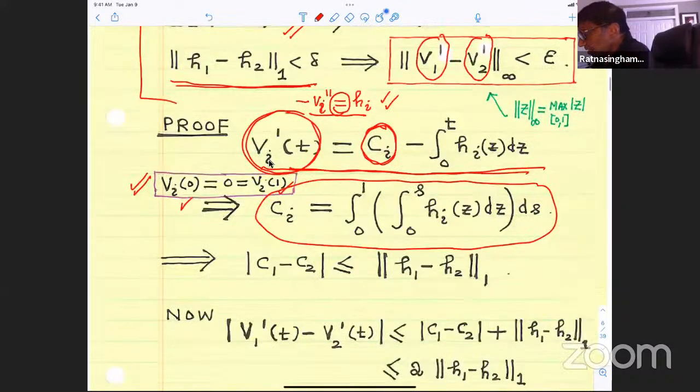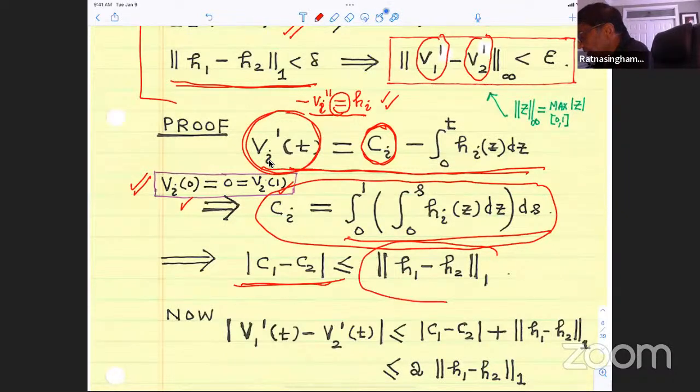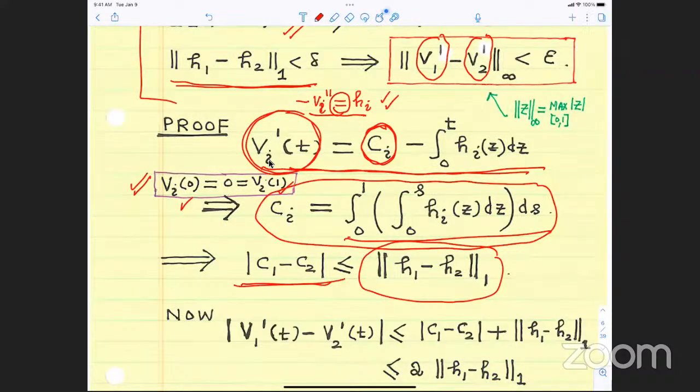So that means this is true for C1 as well as C2. So if I take the absolute value between C1 and C2 from these expressions here, it is easy to see that you can bound that by the L1 norm difference between H1 and H2. So just to write it down, take the absolute value and push it inside, and this won't be too difficult to see.